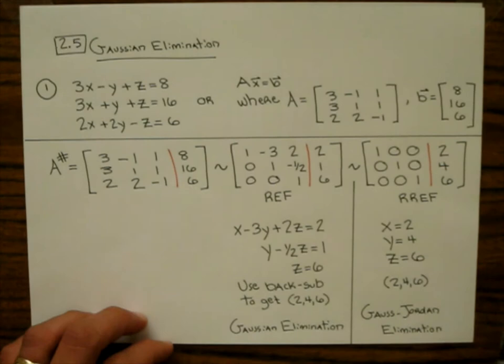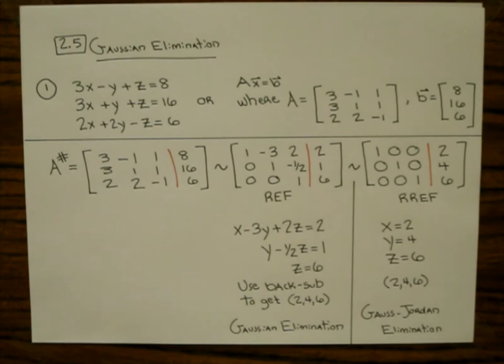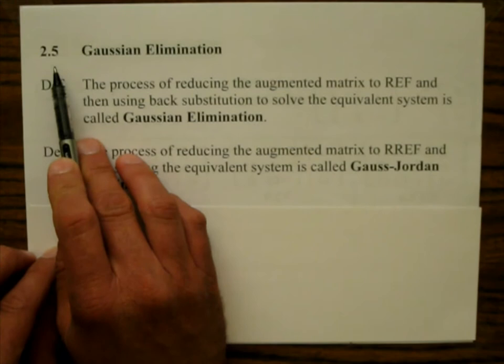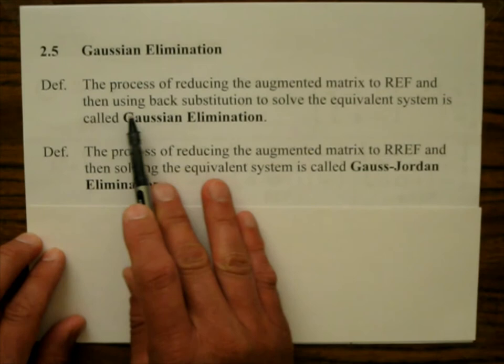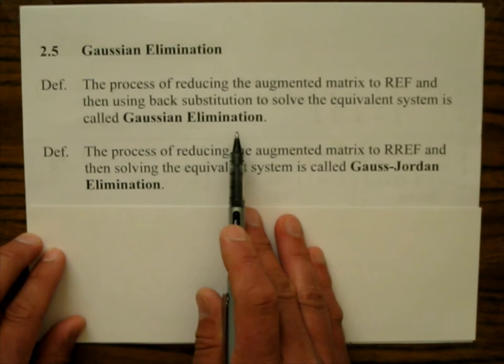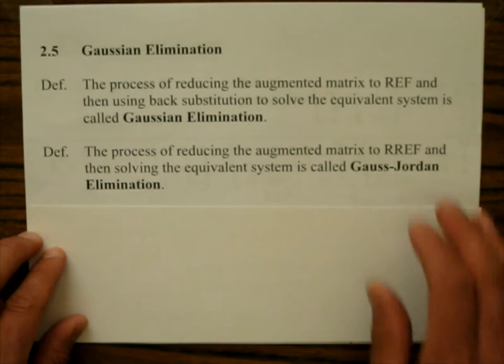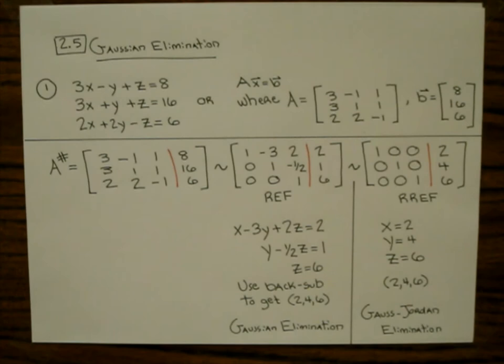So, that was a lot of stuff, but we did mention this in 2.4, and so let's go ahead and show you some definitions. If you have your definition sheet, this is what you would see on there. So 2.5 is what we're covering. The process of reducing the augmented matrix to row echelon form and then using back substitution to solve the equivalent system is called Gaussian elimination. No surprise there. The next definition says the process of reducing the augmented matrix to reduced row echelon form and then solving the equivalent system is called Gauss-Jordan elimination. I don't think there's anything new. I just showed you those definitions because they are on the definition sheet.